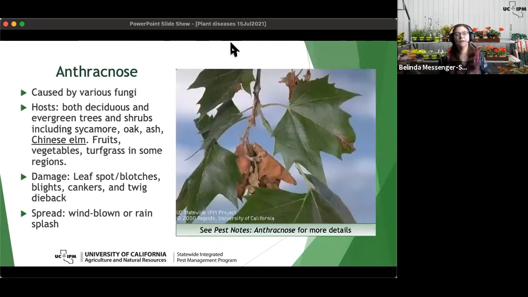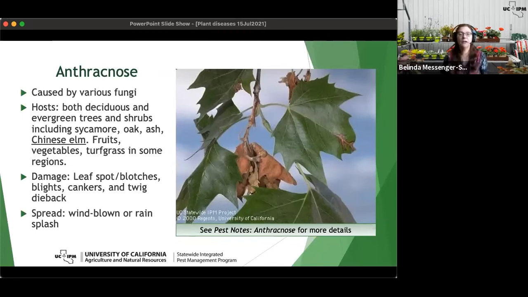So anthracnose is a general term. It can be caused by a lot of different fungi. Lots of different plants are susceptible to anthracnose, such as Chinese elm, sycamore, oak, ash, and even some fruits and vegetables. Most anthracnose diseases are minor on most of the host plants, except for Chinese elm. In Chinese elm, the fungus will cause cankers that can girdle and kill those trees.